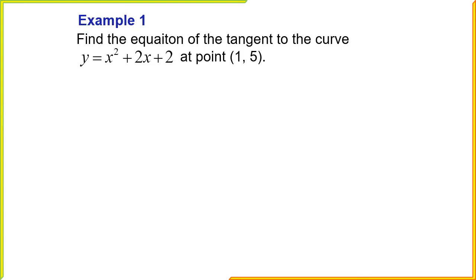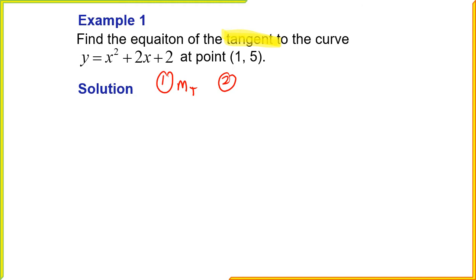Okay, so let's see example 1. Find the equation of the tangent to the curve y equal to x squared plus 2x plus 2 at a point 1, 5. Okay, so we want to find, what is the most important thing here? We want to find the equation of the tangent. Okay, so to find the equation of the tangent, what we need to do? We need to know what is the gradient of the tangent, mt. And then we also need to know what is the point we need to use.